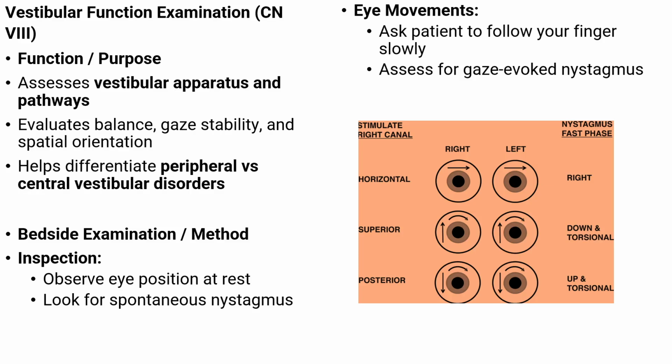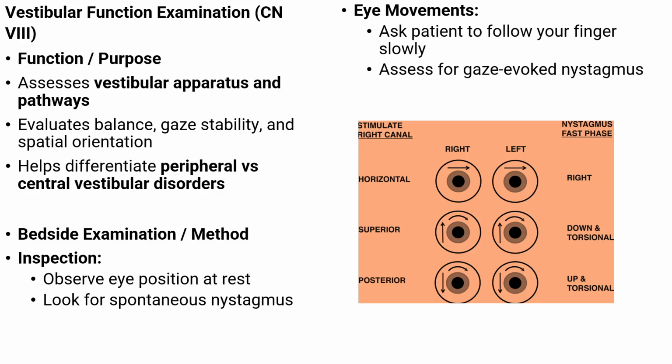When assessing vestibular function, you're essentially evaluating how well the inner ear and its central connections are maintaining balance and keeping the eyes stable during head movement. This is particularly important in patients presenting with dizziness, vertigo, or unsteadiness, where the key question is whether the problem is peripheral or central. Start by simply watching the patient. Even before you move their head, observe the eyes at rest. Spontaneous nystagmus can be an early clue to vestibular pathology.